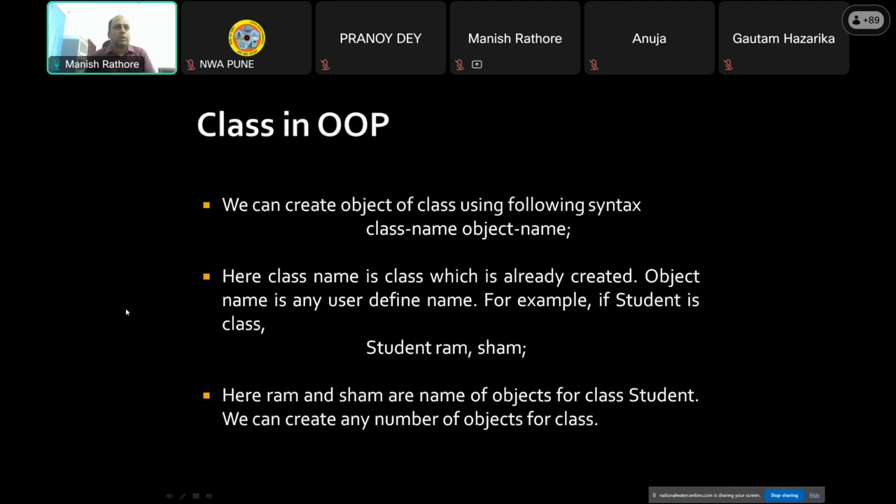We can create the objects of class using following syntax. Syntax क्या रहता है इसका? क्लास नेम लिखा रहेगा और उसके आगे में ऑब्जेक्ट का नाम लिखा रहेगा. जैसे वेरिएबल डिफाइन करते टाइम लिखते हैं इंटीजर ए. इंटीजर इज द डेटा टाइप, A is the variable name. Similarly, class name is the data type, class name, and then the object name. Here the class name is the class which is already created and imported, and object name is the user defined name. You can have any kind of name.